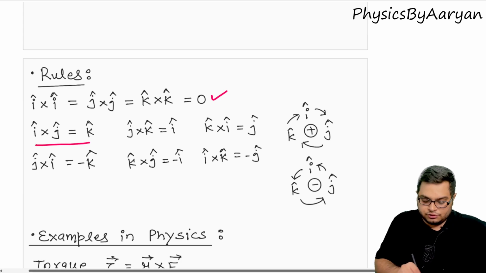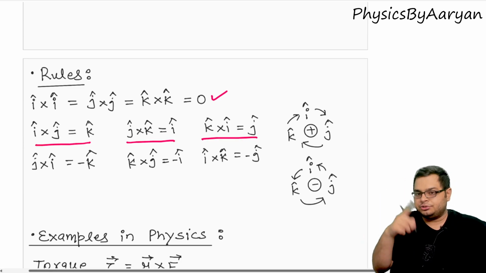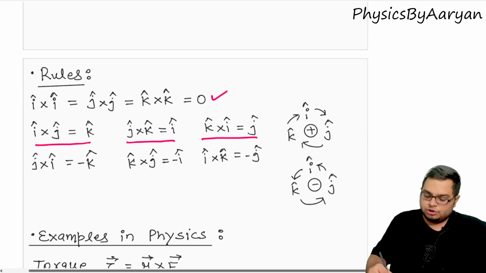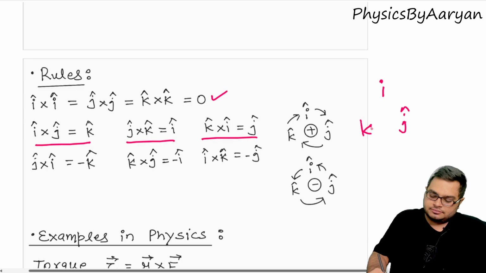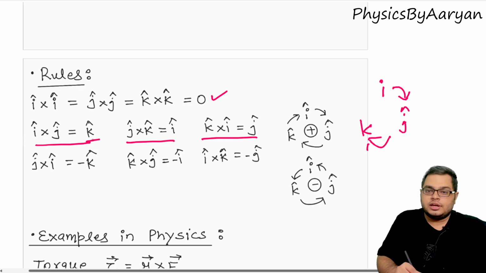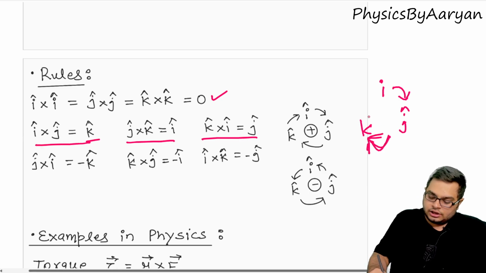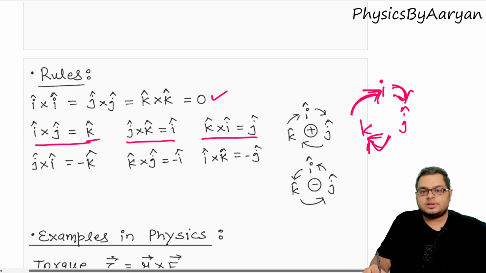I cross j will give you k, j cross k will give you I, and k cross I will give you j. And that is done using this circle thing. So you first write I, then you write j, and then you write k. If you do I cross j, you get k. If you do j cross k, you get I. And if you do k cross I, you get j. Basically you are moving clockwise, so you will get positive answers.